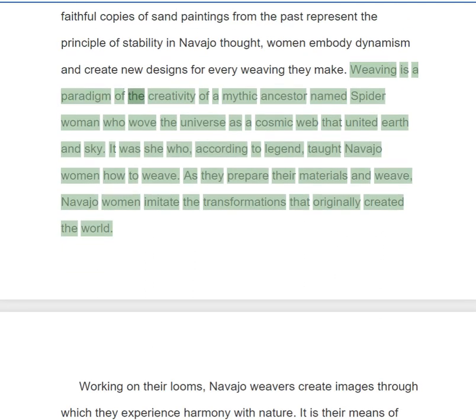Weaving is a paradigm of the creativity of a mythic ancestor named Spider-Woman, who wove the universe as a cosmic web that united earth and sky. It was she who, according to legend, taught Navajo women how to weave. As they prepare their materials and weave, Navajo women imitate the transformations that originally created the world.